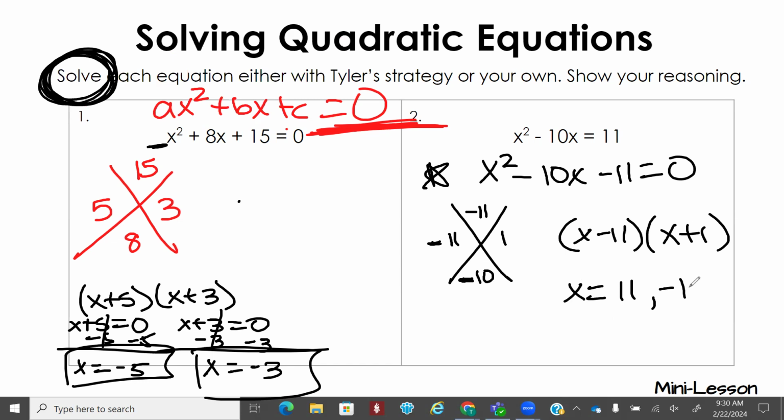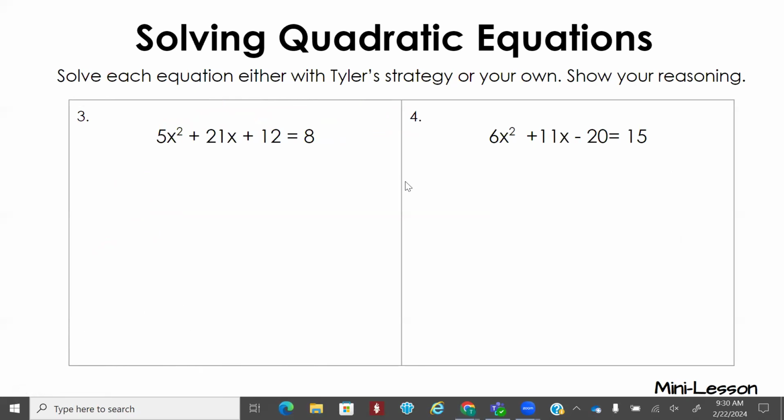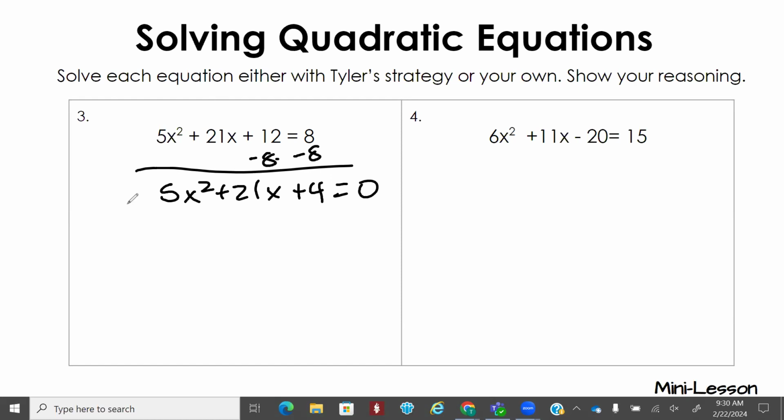Normally everybody's pretty good when A is equal to 1. Now, when A is not equal to 1, this is where we kind of have some problems. Okay. The first thing we've got to do is make sure it's in standard form. So we've got to move that 8 to the other side. And so it's going to give me 5x squared plus 21x plus 4 equals 0. Now we're going to factor. Okay. So what's 5 times 4? 20. 21 is going to go on the bottom. What two numbers can I multiply together to get me 20, but add together to get me 21? 20 and 1.